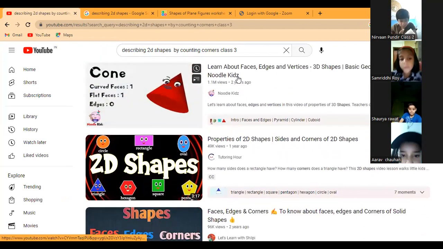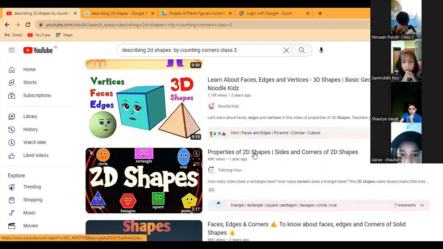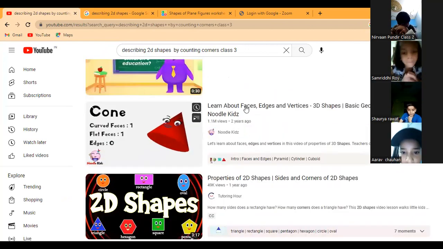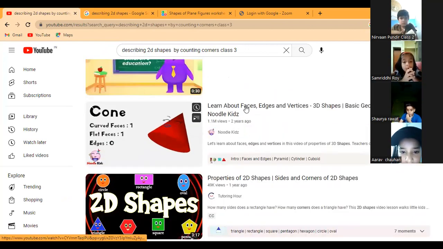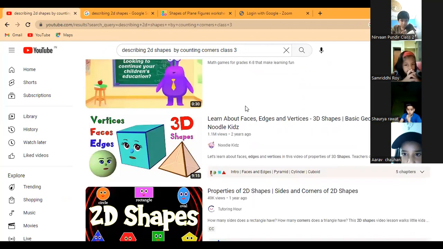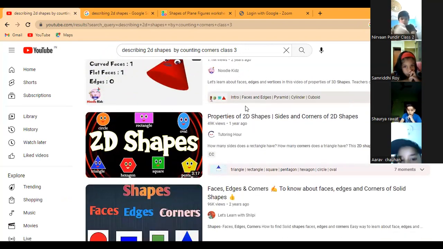Because you all know what the sides and corners are, right? So now we will see the properties of 2D shapes.